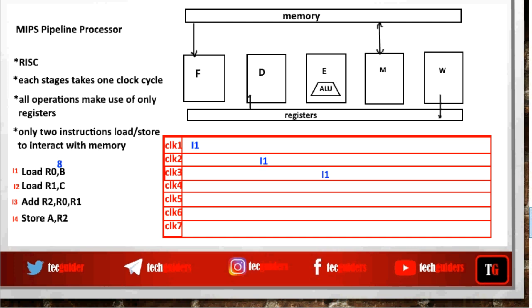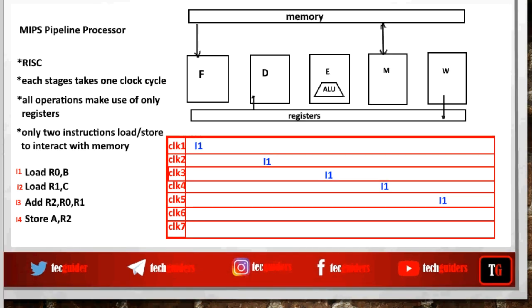Now in the memory stage, we will access the data from the memory location B. So the memory stage is used by the load instruction to load the data from the memory. But it is written to our register R0 only in the write stage in the next clock cycle.